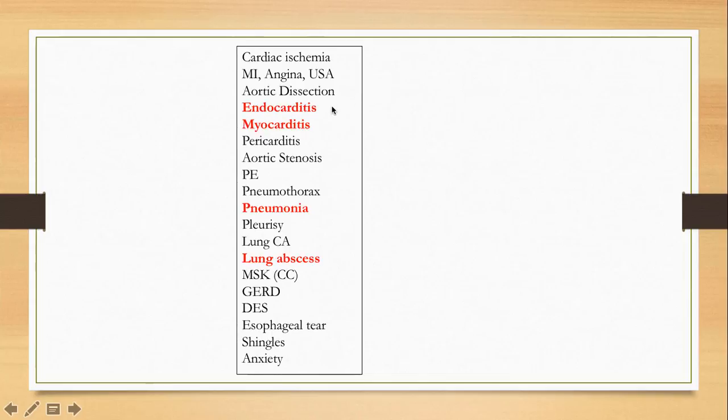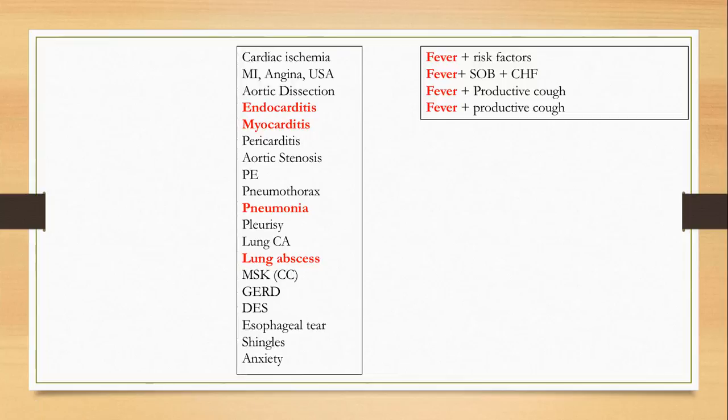Next is comparing and contrasting between these four things. You have endocarditis, myocarditis, pneumonia, and lung abscess. Of course the key common feature among all these four would be fever. So if they have fever and any of this present, and at least two of them have productive cough, then definitely think about these things.